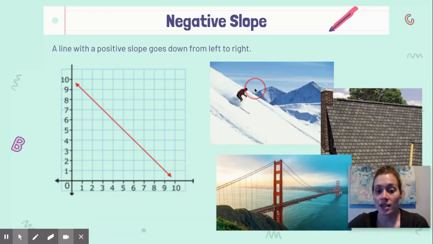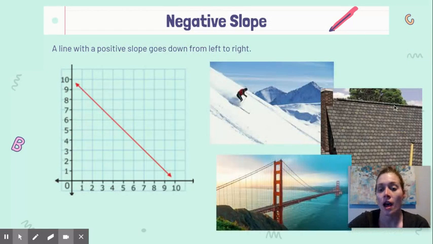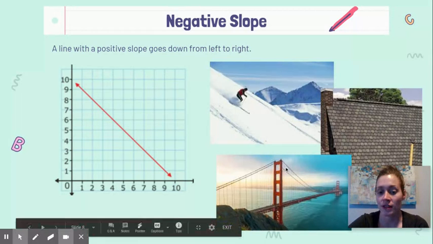Just like you can see in my examples over here, our ski slope from left to right is going down. It's a negative slope. The roof from left to right is moving down right here. And if we look at this side of the bridge from left to right, it is going down over here. Negative slope is where we have our line moving downward.